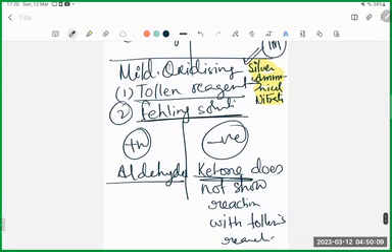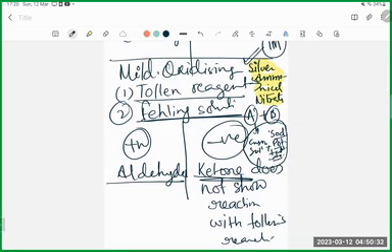See, Fehling is also used. Fehling is a combination of A and B. A is copper sulfate solution, and B is sodium potassium tartrate. You know, tartrate is present in tamarind, tartaric acid. So this combination we call the Fehling solution.